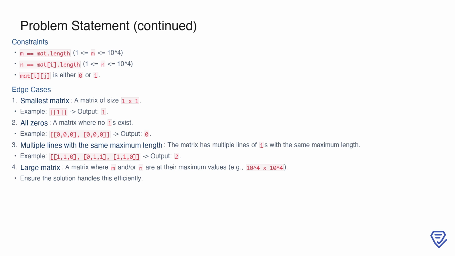For edge cases, consider a matrix of size 1x1, which could have a single 1, resulting in an output of 1. Another edge case is a matrix with all zeros, where the output would naturally be 0. You might also encounter scenarios with multiple lines of 1s of the same maximum length. Here, the solution should correctly identify the maximum length and not double count.